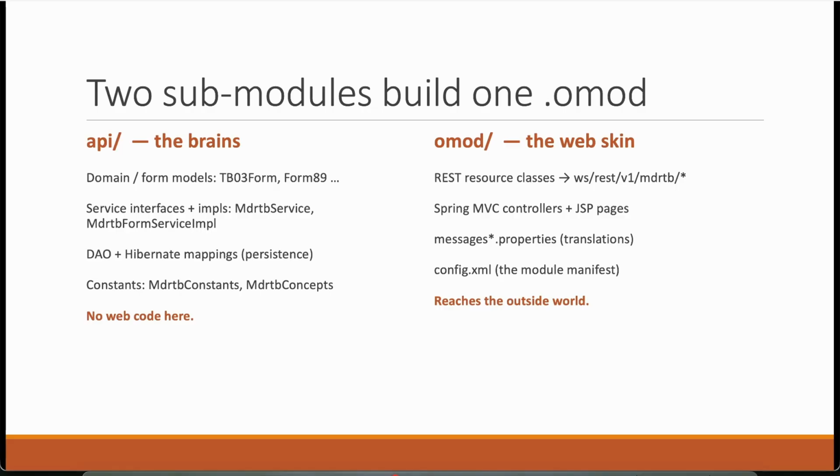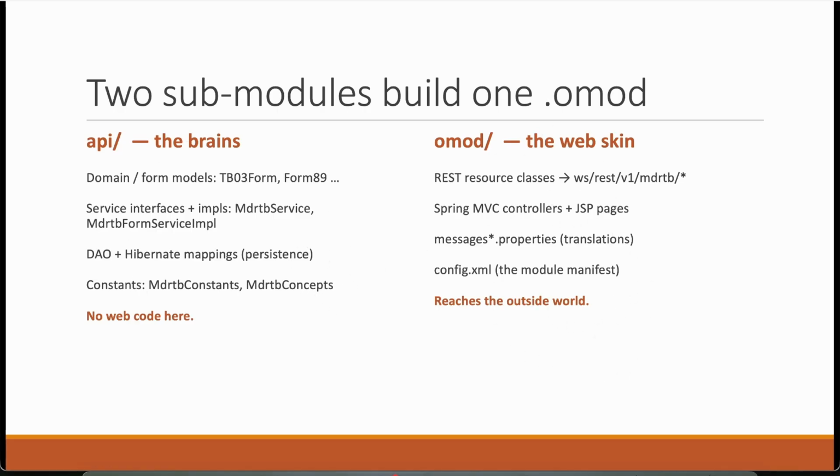This is where all the Spring controllers reside. This is where you write all the JSP pages. The messages.properties file also is going to be put here, and the module's manifest file. This is what the OpenMRS or any external system talks with, not the API directly. So this is for business logic. This is for your web exposure.